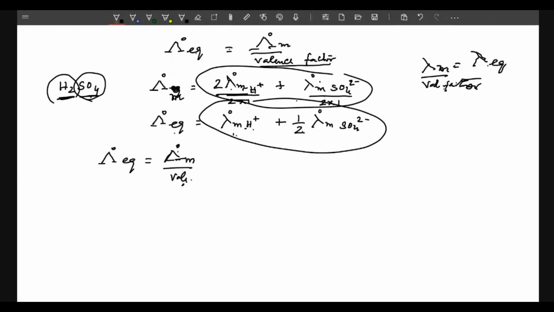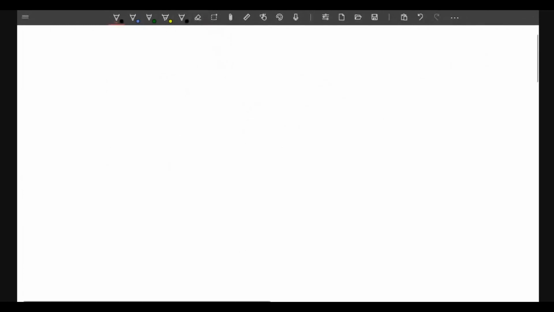Okay, if you understand this one, now you are going to calculate for phosphoric acid, the limiting equivalent conductance. How do you find this one? Tell me.